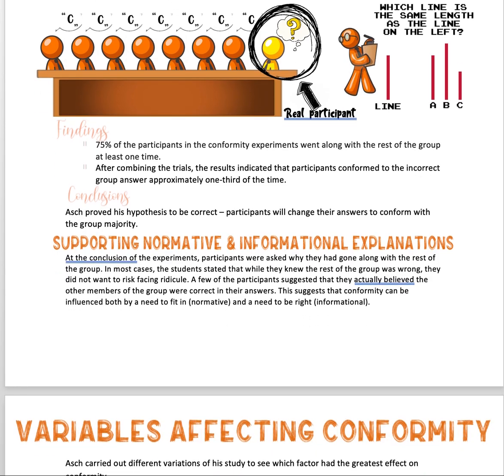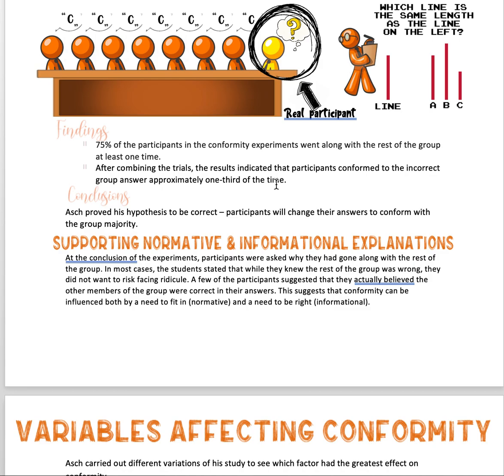Findings: 75% of the participants went along at least once, and the frequency of conformity was 1/3 of the time. So out of the 50, 75% conformed at least once, and the regularity of the conformity was 1/3 of the time. He proved his hypothesis correct.